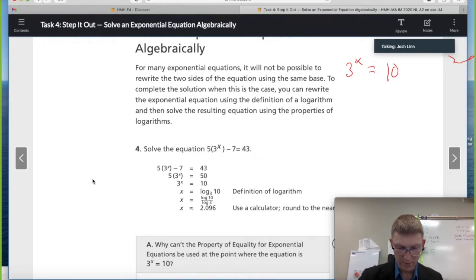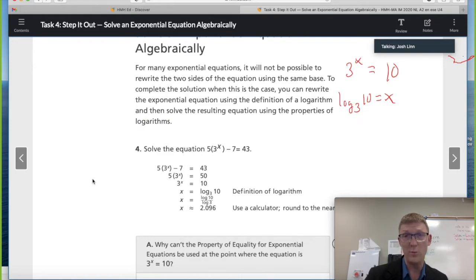So now we've got actually a pretty simple quote-unquote log problem. Using the definition of log, we can do log base 3 of 10 equals x. So again, that's our definition of log that we've used. A normal calculator can't really deal with this log base 3.